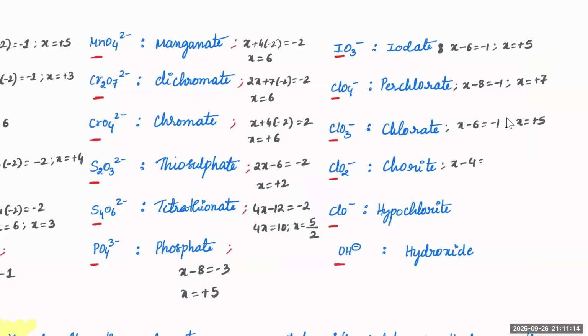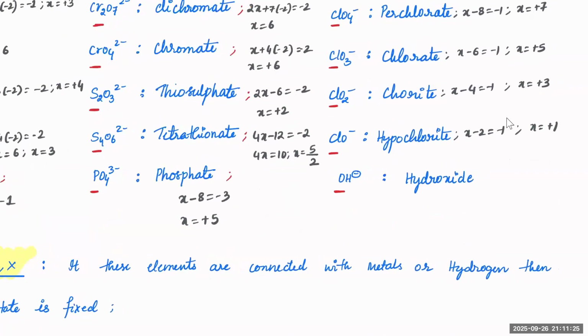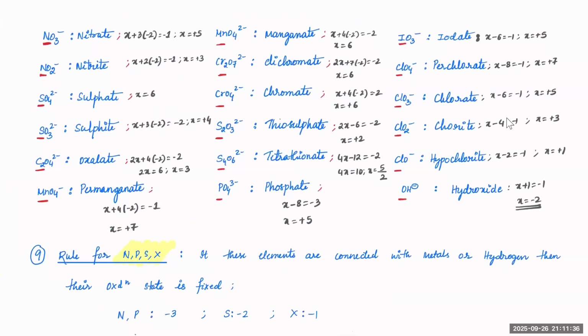x minus 4 equal to minus 1. So x is equal to plus 3. x minus 2 equal to minus 1. x is equal to plus 1. Lastly, in hydroxide, x plus 1 overall equal to minus 1. So x is equal to minus 2. Okay. These are all the typical oxidation states of an individual element in a species.